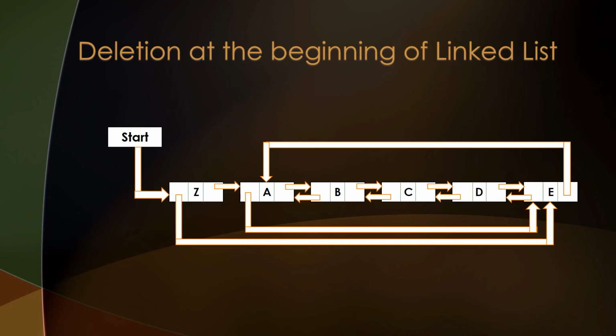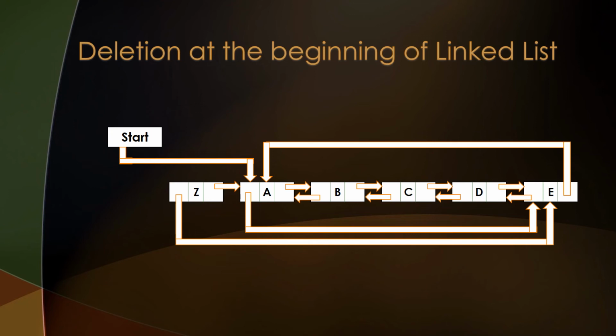Now the next step would be to ensure that the start pointer now points to the node A of the linked list, since now it would be the first node in the linked list and the start pointer always points to the first node of the linked list. So here it is, we have changed the start pointer to ensure that it now points to the node A of the linked list.